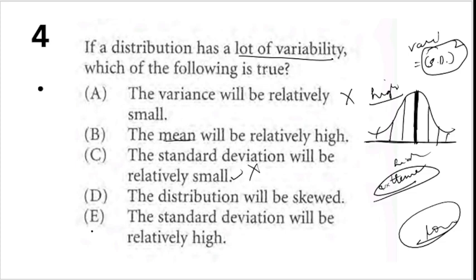Then we have the last option, which is that the standard deviation will be relatively high. It seems like a correct option, because if the standard deviation is high and we square it up, then it is going to increase the variance. So the correct option here is E.